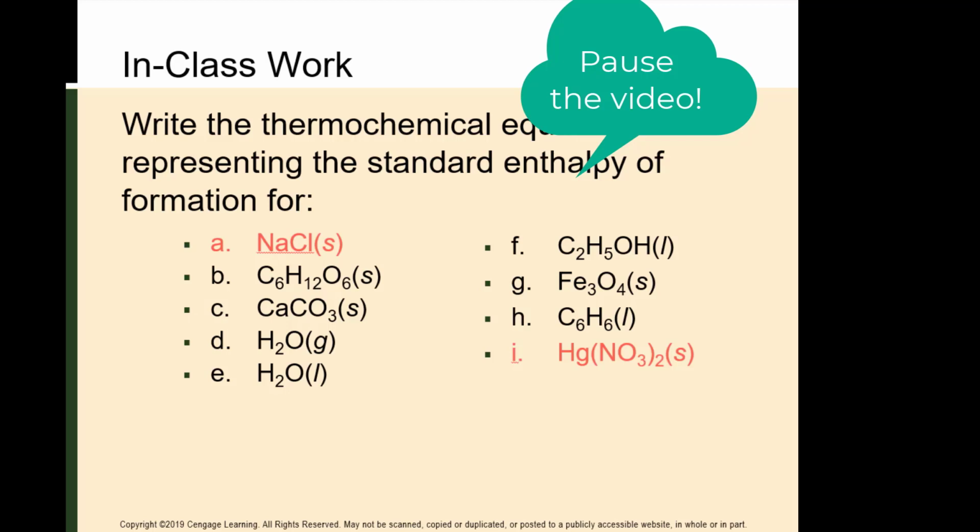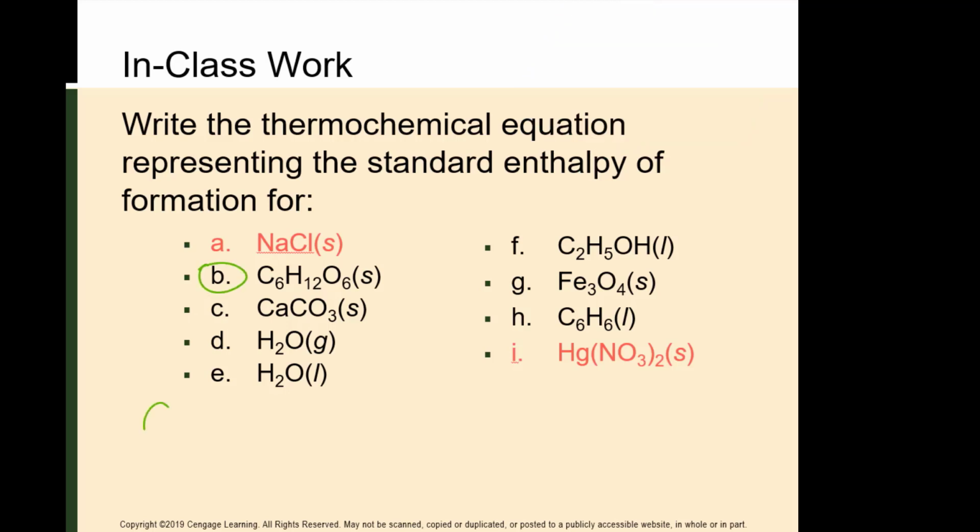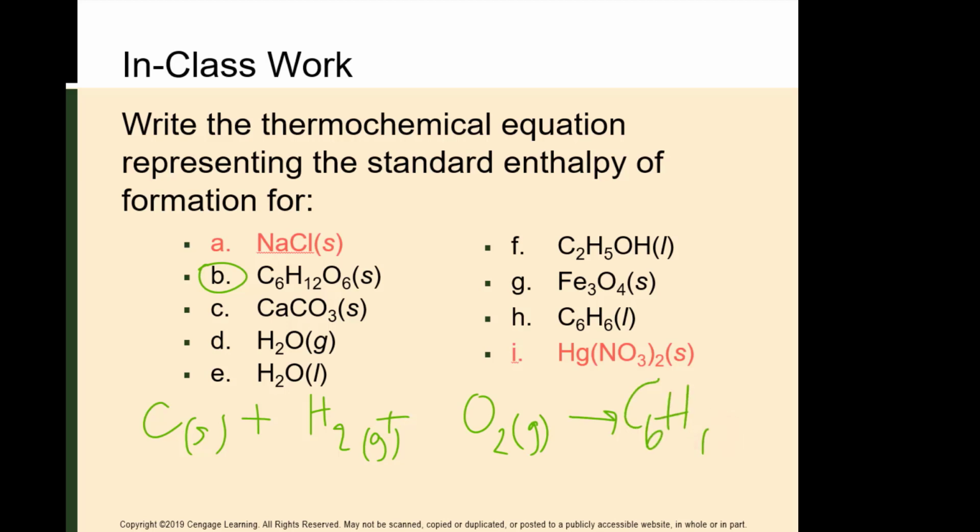If I'm trying to create, we're looking at B first. I'm going to have carbon in its standard state, which is just solid carbon. We know hydrogen in standard state is diatomic, and that's a gas. And oxygen in its standard state is O2 as a gas. And we want 1 mole of C6H12O6. All right, so I need 6 carbons, I need 12 H's, and I need 6 O's. There we go. We would just need to look up in our appendix to see what the C6H12O6 enthalpy of formation is.